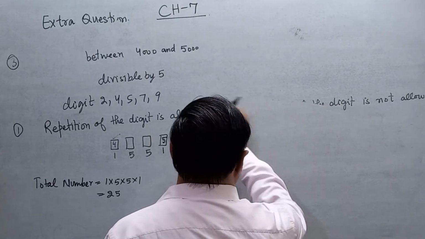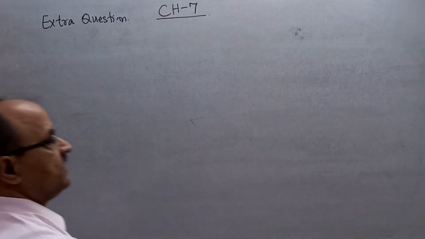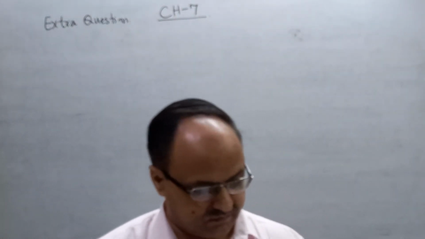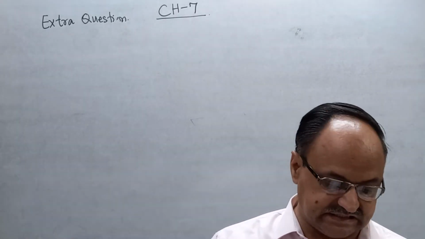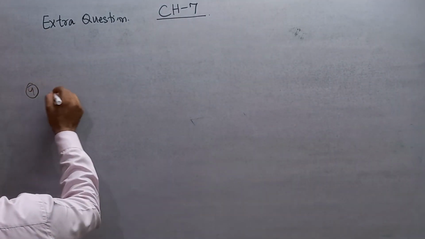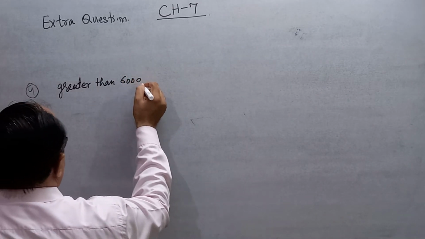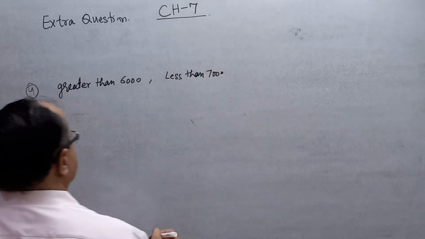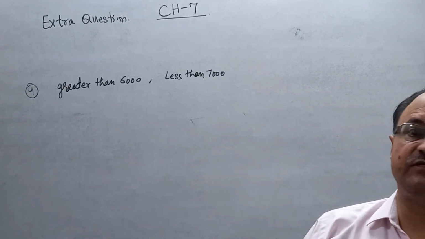Now the next, fourth question. Find the number of positive integers greater than 6,000 and less than 7,000, which are divisible by 5.